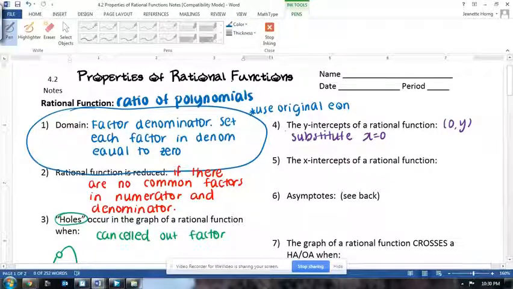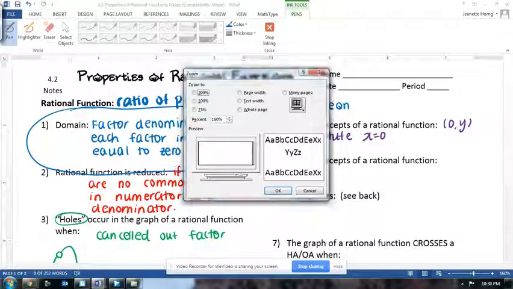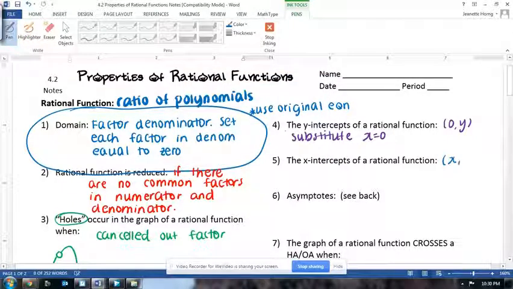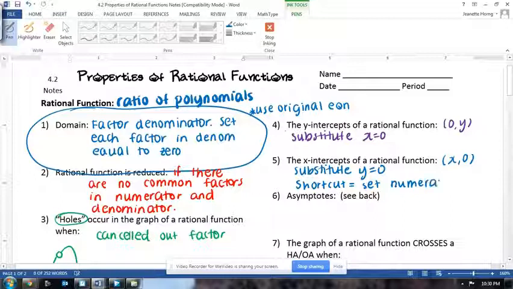For x-intercepts, there's kind of a trick to this one. You're trying to find the point x comma 0, so you're trying to substitute y equals 0. You'll notice quickly as we go through this that when you use the reduced equation and substitute y equals 0, a shortcut is to set the numerator equal to 0. I'll show you through an example. Set numerator equal to 0.